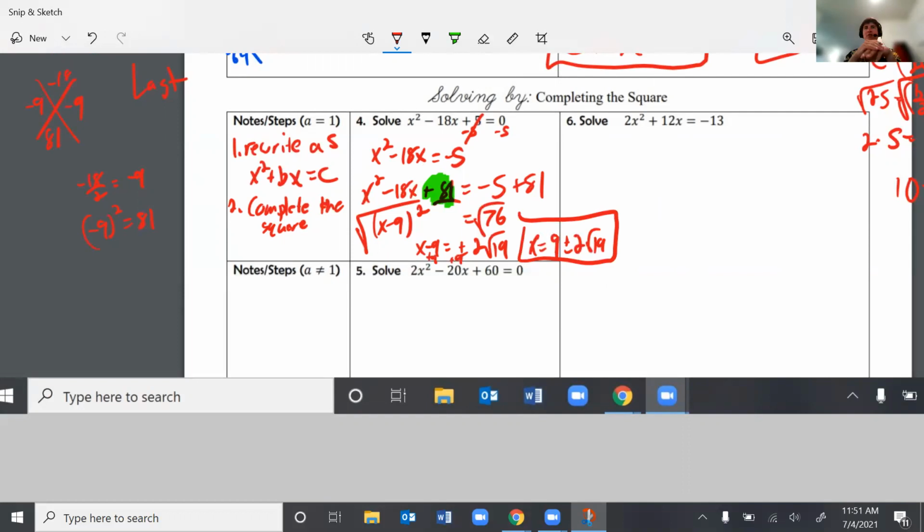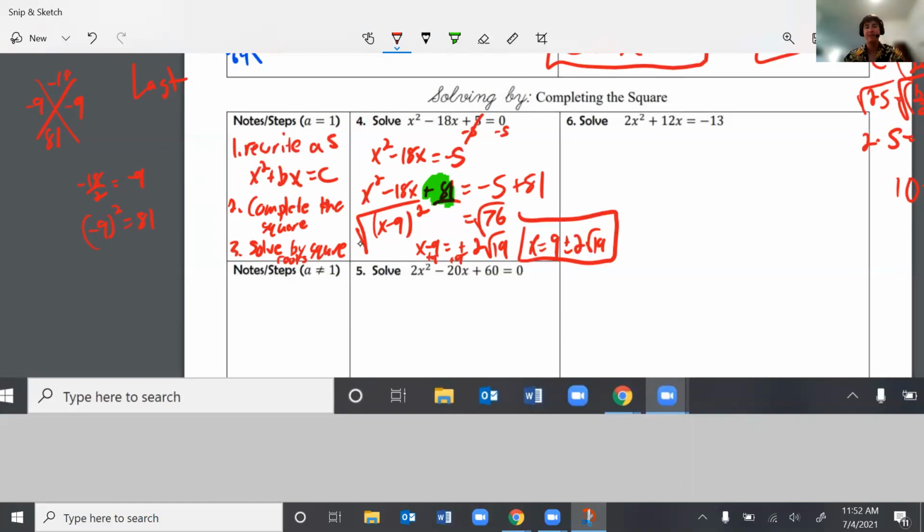We try not to use decimals. We really don't do decimals anymore in this level of math. We try to keep them in simplified radicals or in fractions or things like that. I guess that would be step 3, solved by square roots. There we go.